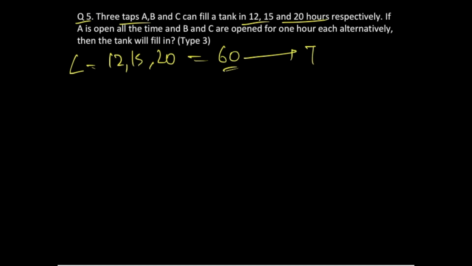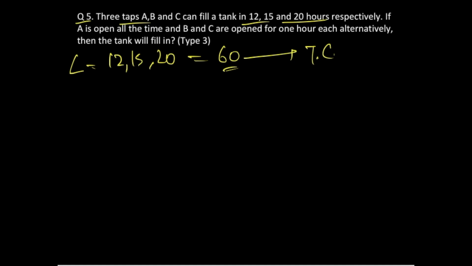Okay, so in this question there are three taps A, B and C, and they can fill the tank in 12, 15 and 20 hours respectively. Alright, our first step is going to be taking the LCM of 12, 15 and 20. It is going to come out as 60. So this is going to be the total capacity of the tank which they would be filling.